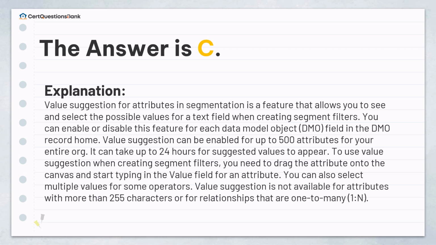To use value suggestion when creating segment filters, you need to drag the attribute onto the canvas and start typing in the value field for an attribute. You can also select multiple values for some operators. Value suggestion is not available for attributes with more than 255 characters or for relationships that are one-to-many, 1:N.